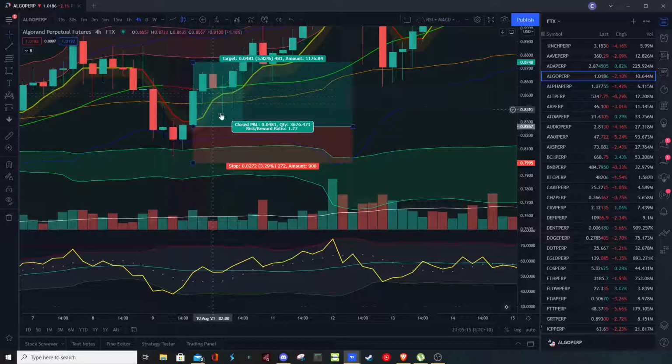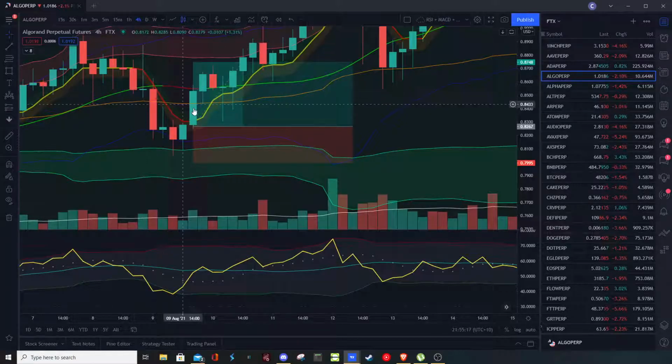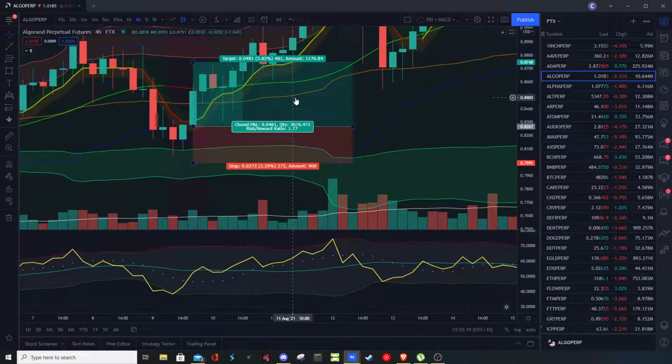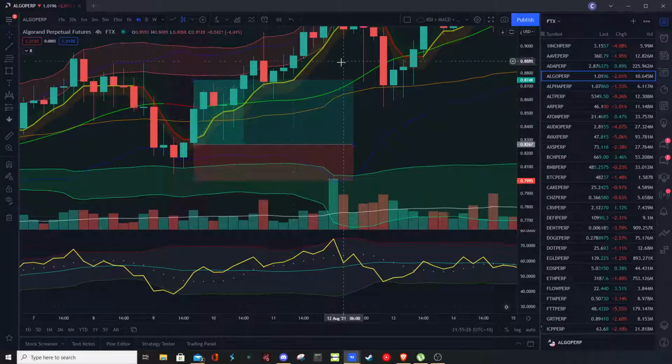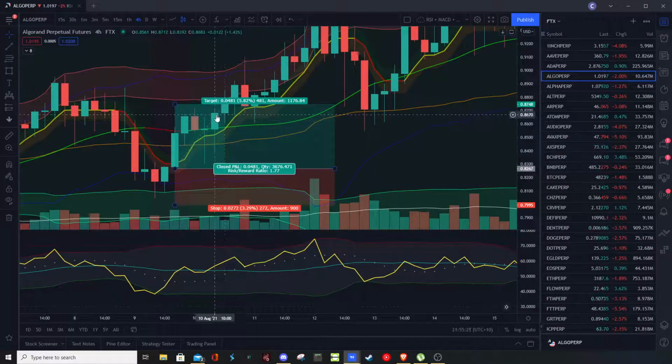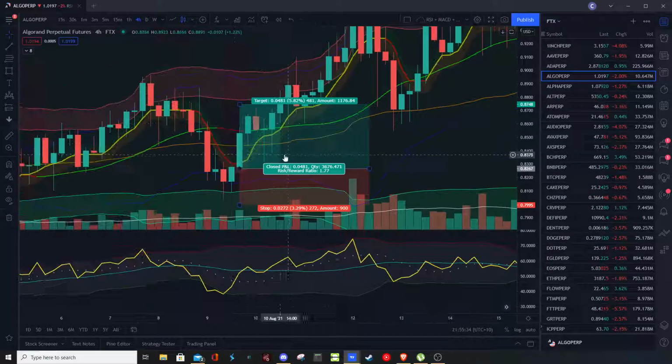Even though this isn't a gravestone doji, I'm pretty sure it's a dragonfly doji, closing in a higher percentage of the candle again, so no reason to close the trade. This is the importance of waiting for these 4-hour candles to close, so that way you can get the most out of the trade.